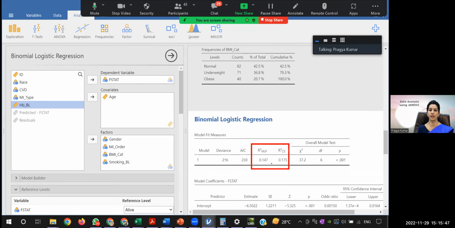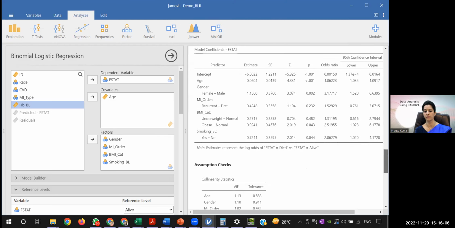So you can say there are two types of R square here, McFadden and Cox and Snell. Cox and Snell is 17.5%. So you can report one, like you can say that 17.5% variation in the status at the time of discharge, which was death, is due to these variables which I have taken in the model, like age, gender, MI order, BMI cat, and smoking.